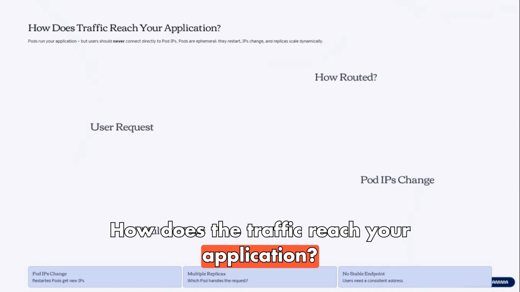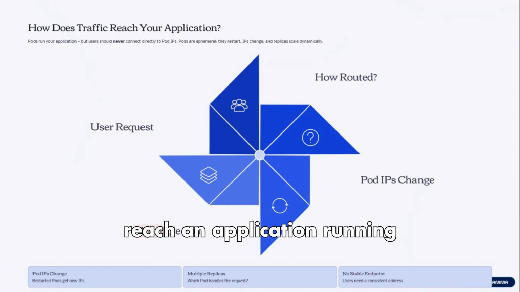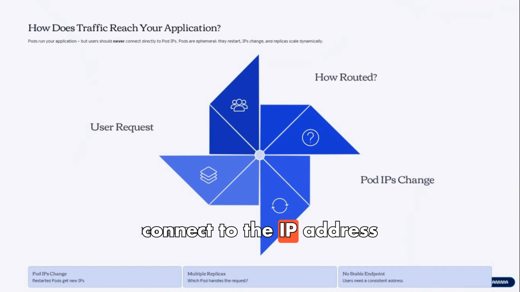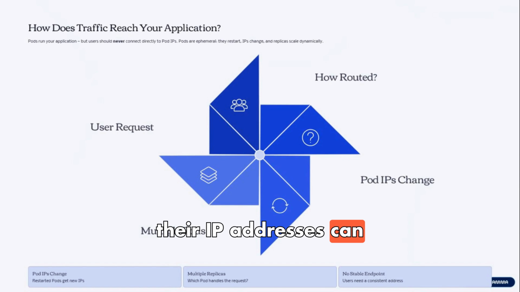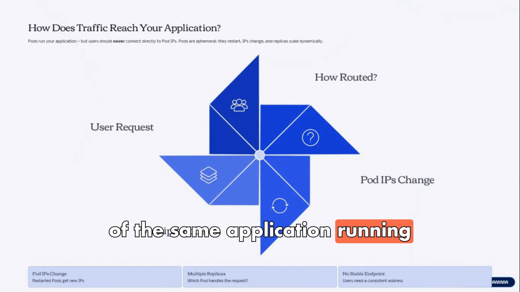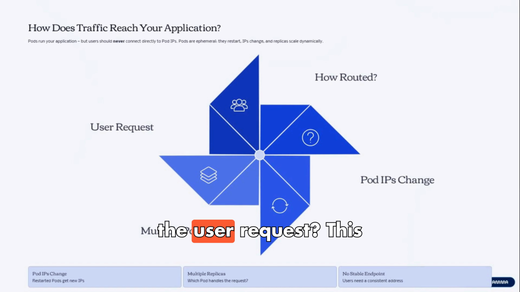How does the traffic reach your application? Let's start with a simple question. How does a user actually reach an application running inside OpenShift? You might think we can simply connect to the IP address of a pod, but that's not a reliable approach. Pods are designed to be temporary. They can restart, they can be replaced, and when that happens, their IP addresses can change. We can also have multiple replicas of the same application running at the same time. So now we have another problem. If there are multiple pods, which pod should handle the user request?